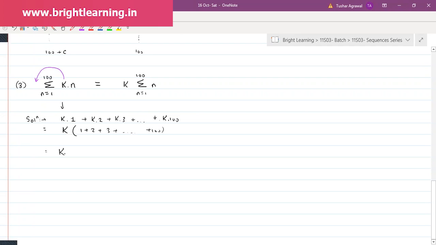K common I am writing as it is, and this remaining portion is what? Summation of n, where n is equal to 1 to 100. So if it is a constant which is independent of n, a constant multiplied by n, that constant can be taken outside the summation sign. Okay.